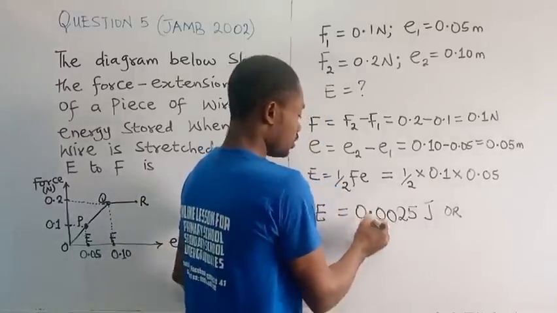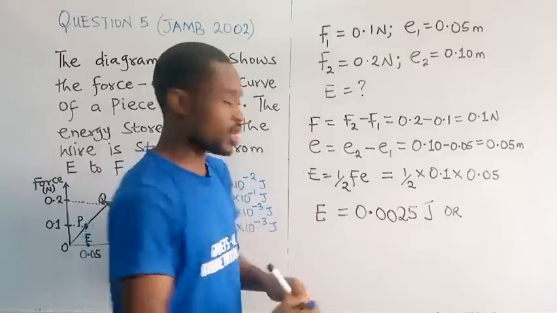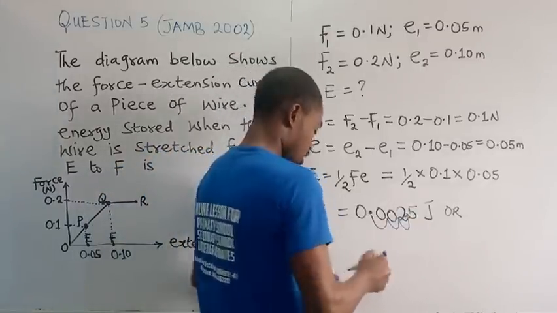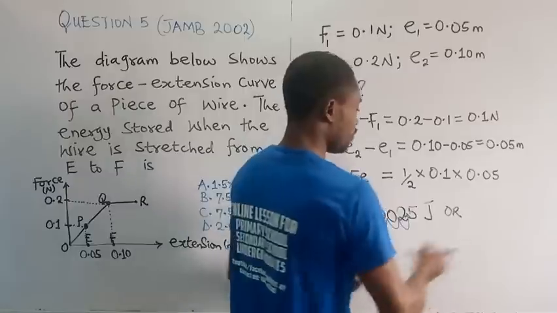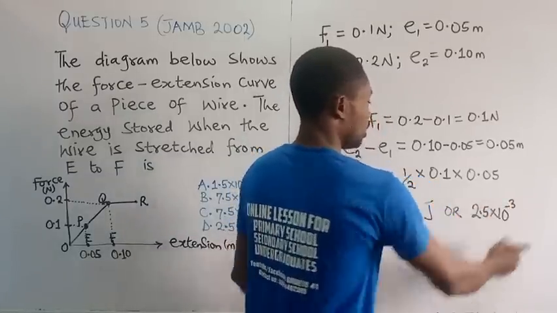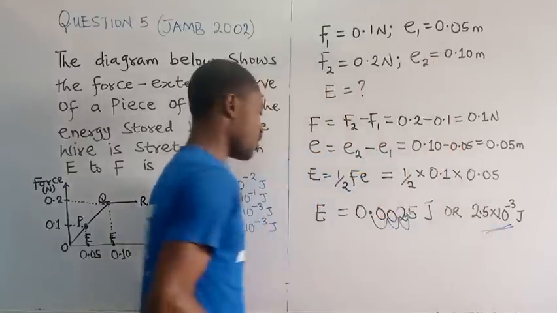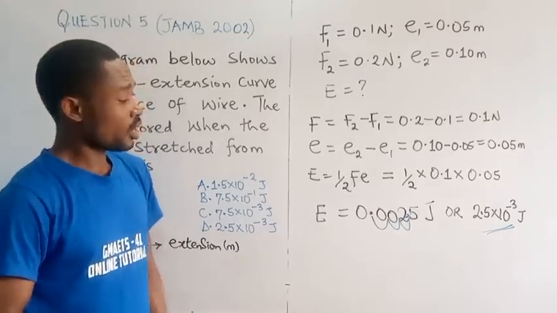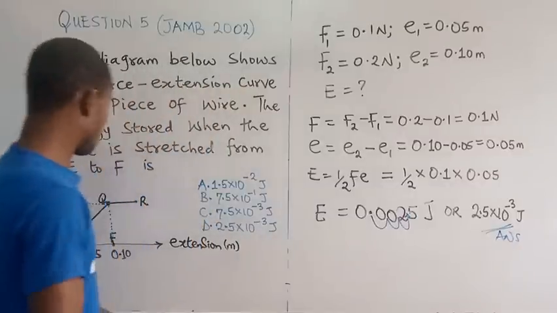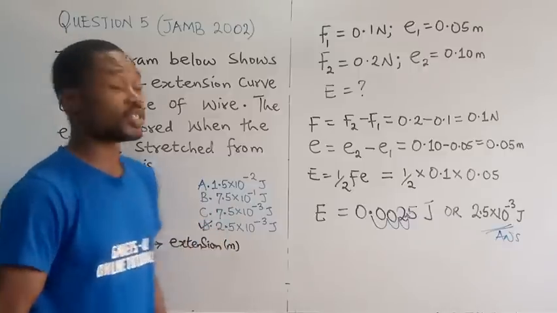Now this can still be written in standard form. There is a point here, so you move this point such that it will appear after the first non-zero digit. In that case, it will go this way, 1, 2, and then 3. So the point is between 2 and 5. We're going to get 2.5 times 10 to the power of negative 3 because we move the point 3 times. So we subtract 3 from the power of 10, 0 initially. Okay, so this is the energy stored in the wire. And of course, the option here is going to be option D, which is the correct answer.